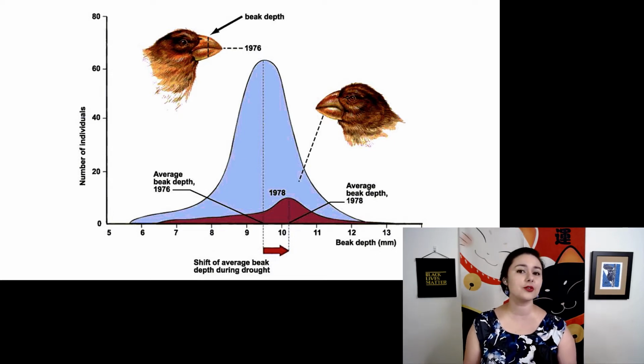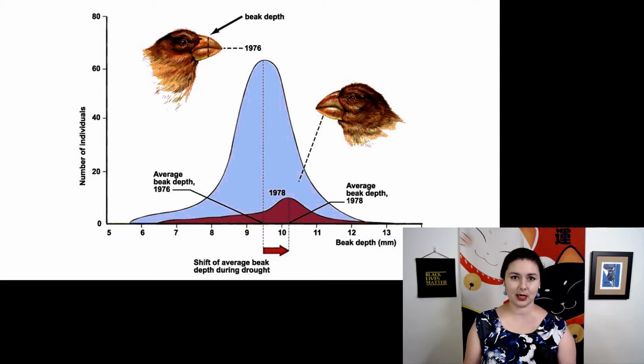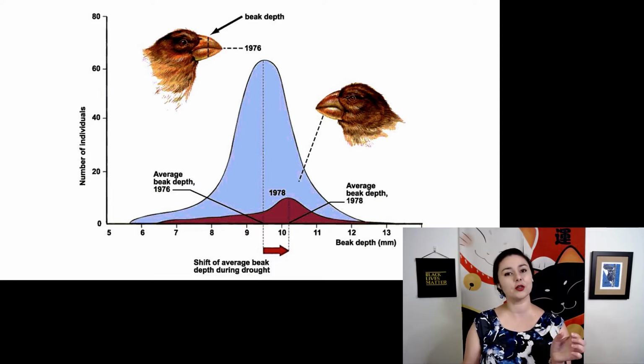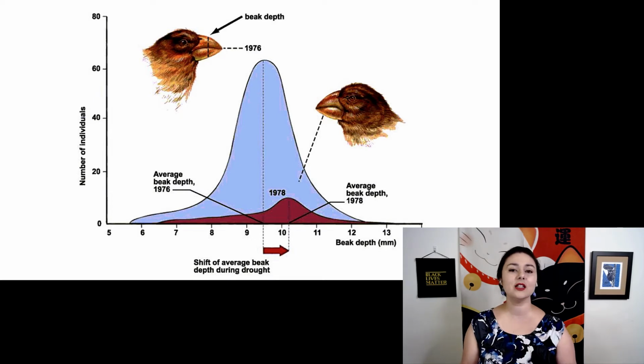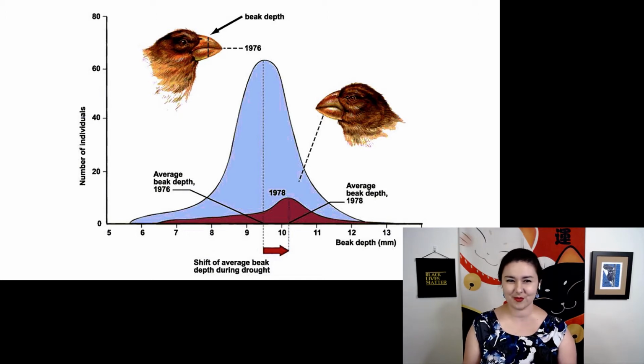And of course, with a drought, there's a lot less food available, and unfortunately, a lot of the birds ended up dying. You can see the population is still there, but it's a lot smaller, and there's been a noticeable change. Now, look at the mean or the average value for beak depth between these 2 years. You'll notice that there was a shift, a slight increase in the average beak depth. So after this drought, there are more birds with a slightly larger beak.